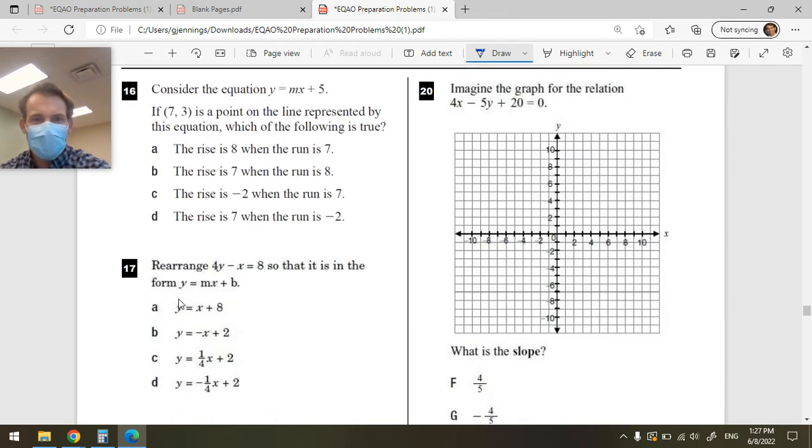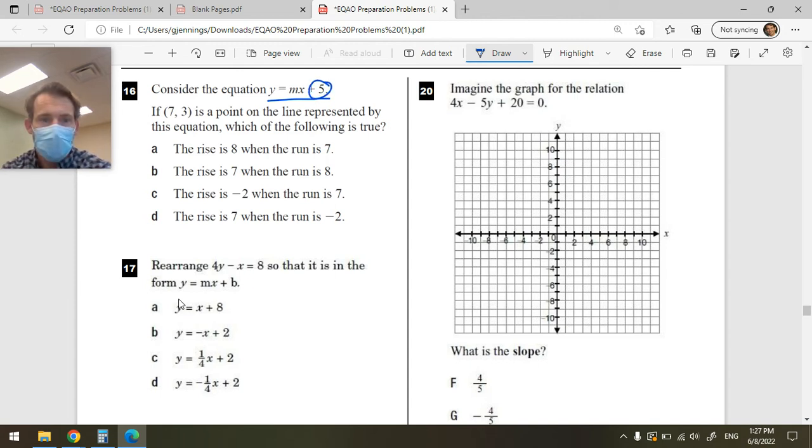All right. Consider the equation y equals mx plus 5. If (7, 3) is a point on the line represented by this equation, which of the following is true? So here we need to calculate m. We're given b, and we need to find m. Let's see how we do that.